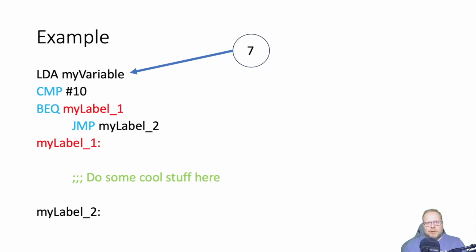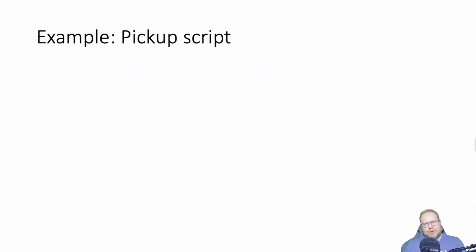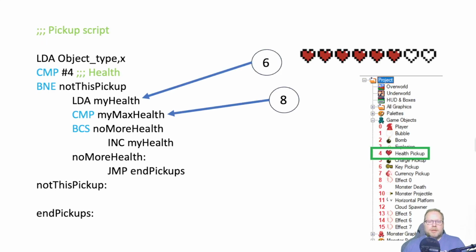But let's look at a more real example. Let's look at a pickup script, for example. How could we do stuff like this in a pickup script? Well, let's take a look. So here's an example of a pickup script in NESmaker.